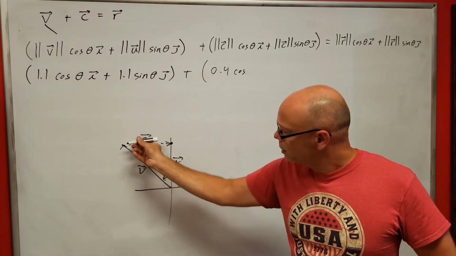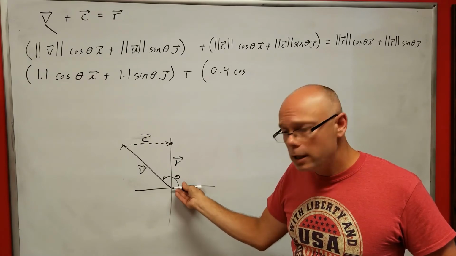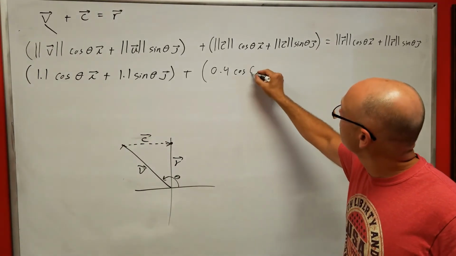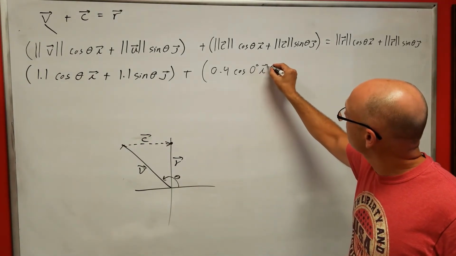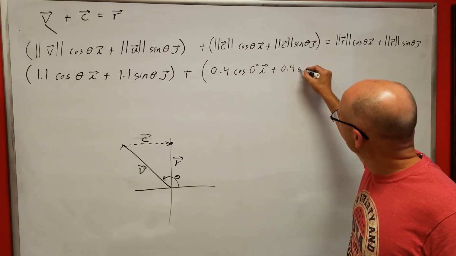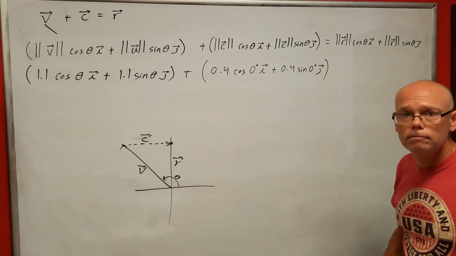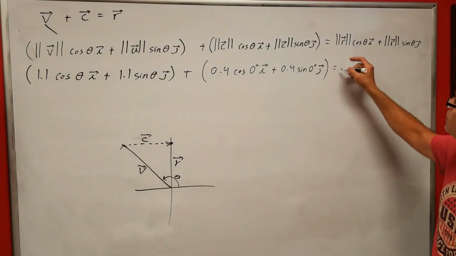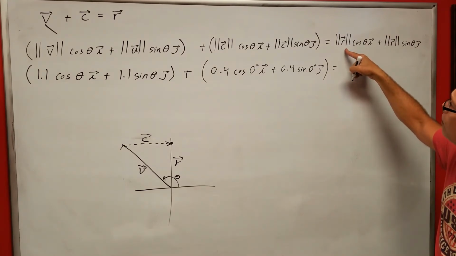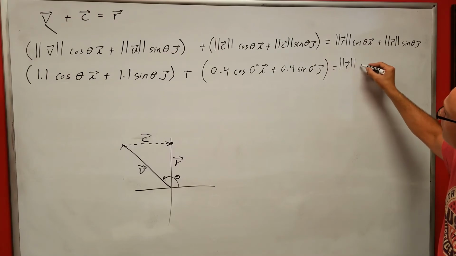What is the angle of my current right here? If we think about the current vector being here, what would the angle be? 0 degrees times I plus the magnitude of C again, which we said was 0.4, times the sine of 0 degrees times vector J is equal to the magnitude of vector R. I don't know what that is, so that stays the magnitude of vector R times the cosine of theta.